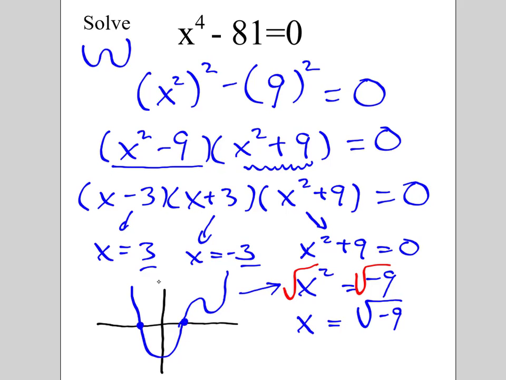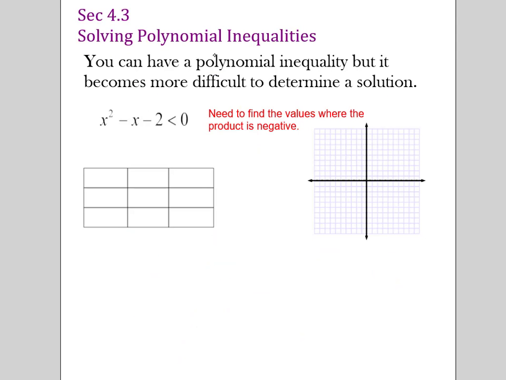Okay, so let's jump into what we're trying to work on today, and that's solving polynomial inequalities. So there's that solving piece, but now we're also including inequalities. And we're going to stick with this table format. It's very popular. It's also called an interval format, whatever you need to do. So you can have a polynomial inequality, but it becomes more difficult to determine a solution because now there's a range of answers. So this right here is the mathematical way of saying negative. So when is this quadratic negative? That's what it's asking you.